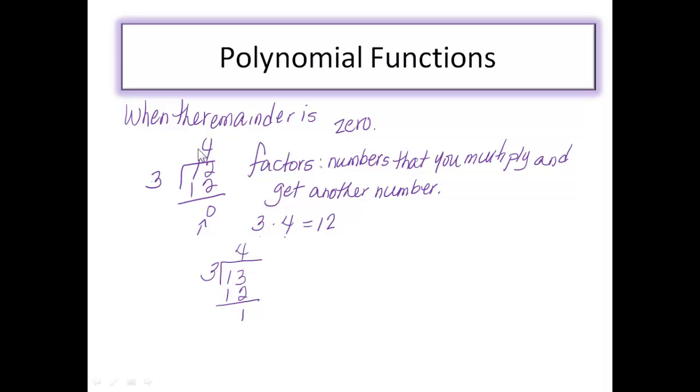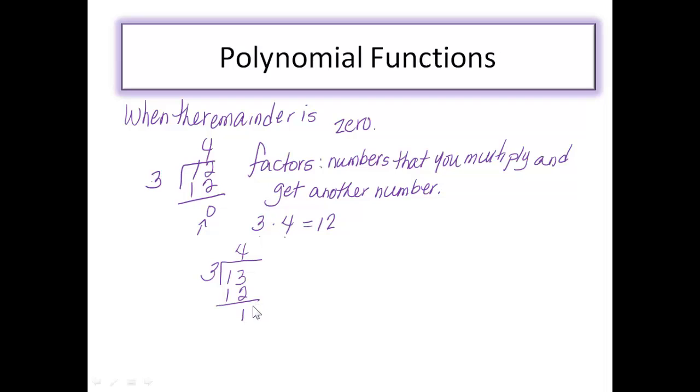In this example, 4 times 3 gets me the dividend, 12. So that means 4 and 3, or the quotient and the divisor, are factors of the dividend. When I do have a remainder, this statement is not true. The quotient and the divisor will not be factors of the dividend.